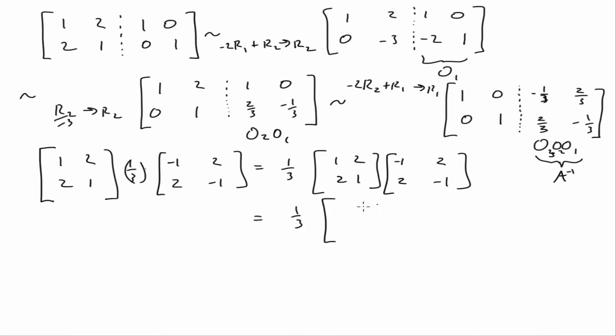And the result here, you'll see there's a 3 in that corner, and then there's a 0 there, a 3 there, and a 0 there. And of course, we divide by 1/3. We get a 1, 1, 0, 0, which is equal to the identity. So this seems to work.